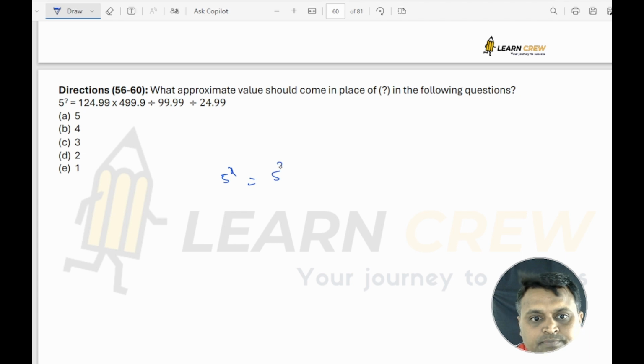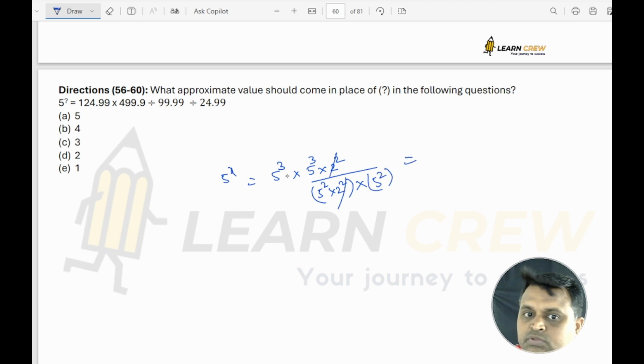Next, 5 power how much? 125, 5 cube into 500. 500 means 5 cube into 2 square. 99.99 means 100. 100 means it is 5 square into 2 square. Divided by, 25 means 5 square. So 2 square cancel. So 3 plus 3 is 6, 2 plus 2 is 4. 6 minus 4 is 2. So x is 2.